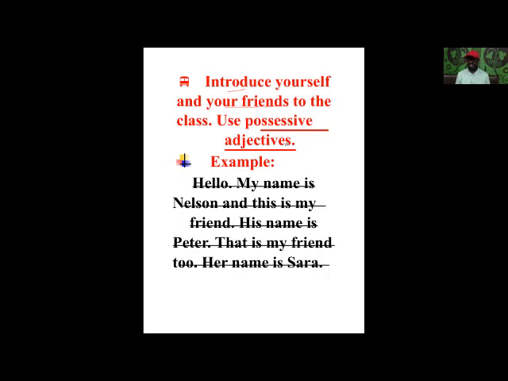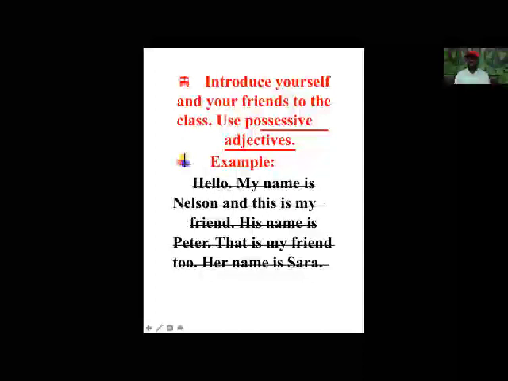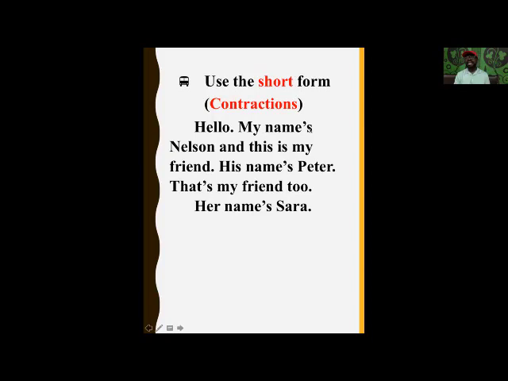Why have I crossed this? Because I want you to learn how to speak properly. When you are speaking English, we use the short form. Let us practice the pronunciation. My name's. This one was my name, 2 words. We have name and is. But here we have my name's. Short form contractions. When you are speaking English, train yourself to use contractions.